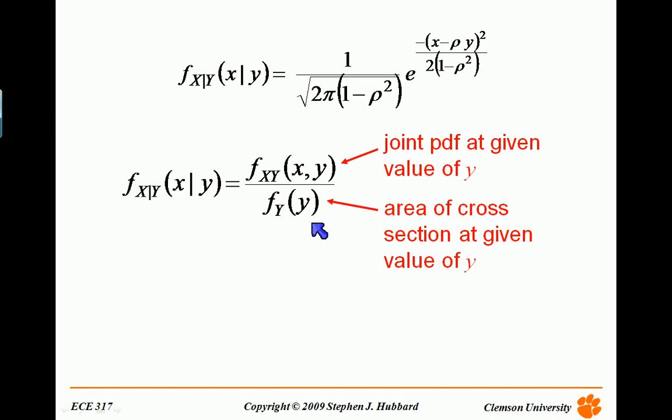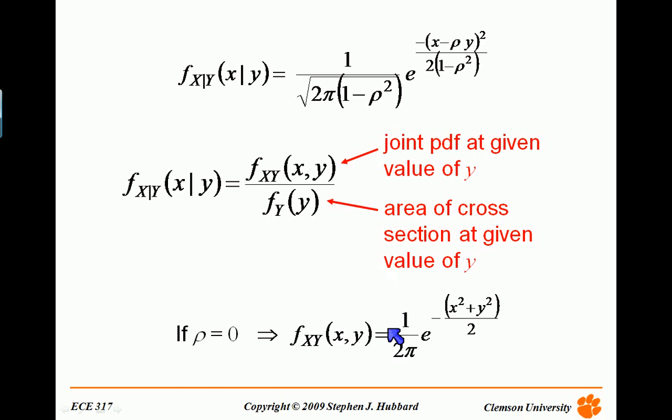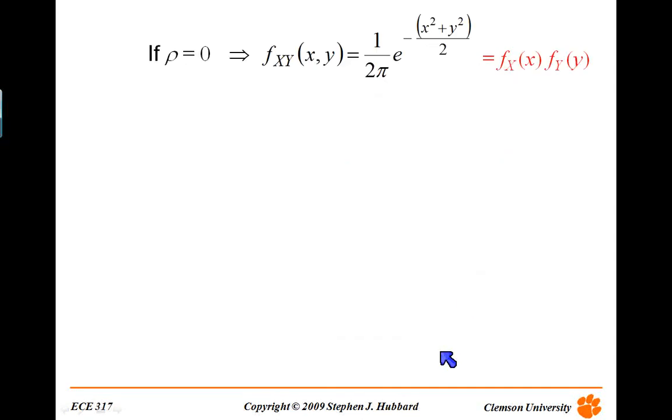Now let's consider a couple of different scenarios here. First, let's start with the situation in which rho is equal to 0, which we've learned already means the random variables are uncorrelated. And in the case of Gaussian random variables, when they're uncorrelated, they have to be statistically independent. If rho is equal to 0, then this turns into the marginal PDF of x. And also if rho is equal to 0, when you plug it into the formula for the joint PDF of x and y, you get 1 over 2 pi e to the minus x squared plus y squared over 2. This is simply the product of the marginal PDFs, f sub x of x times f sub y of y, which means that the random variables are statistically independent.